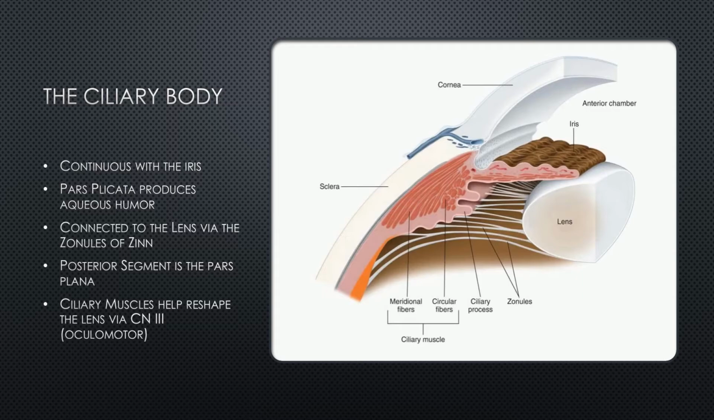The ciliary muscle is adjacent to the sclera. It is composed of longitudinal, radial, and circular fibers. These constrict and relax tension on the zonules of Zinn, reshaping the lens for distance and near vision. The ability of the lens to focus or accommodate is controlled by cranial nerve 3, the oculomotor nerve.